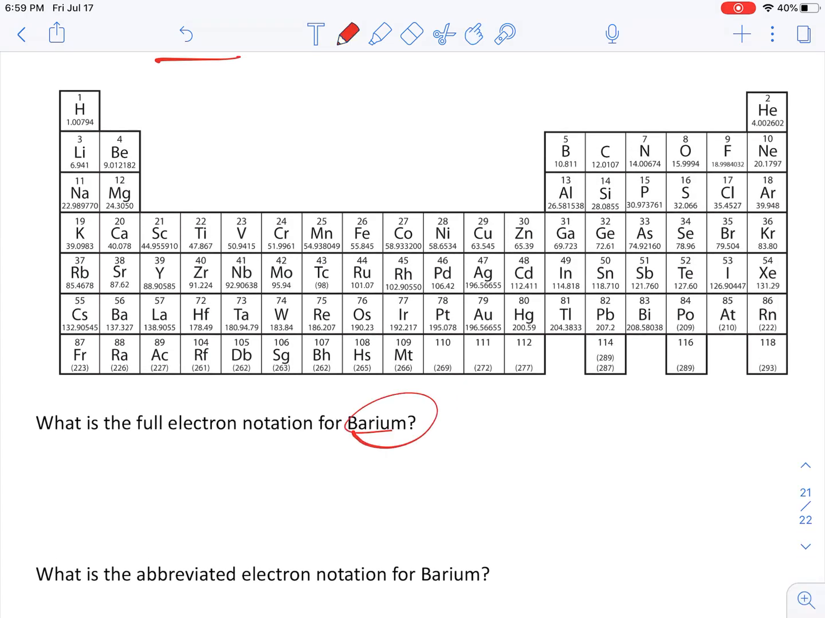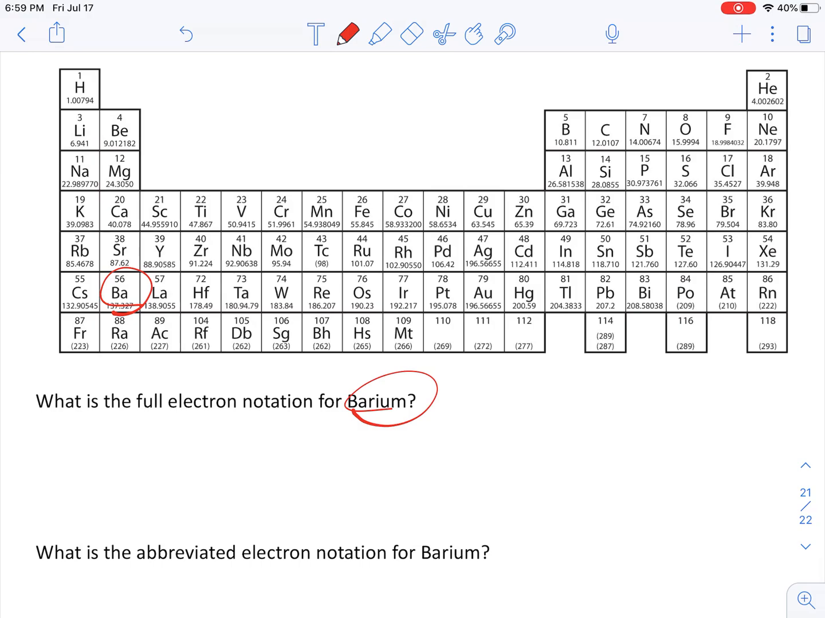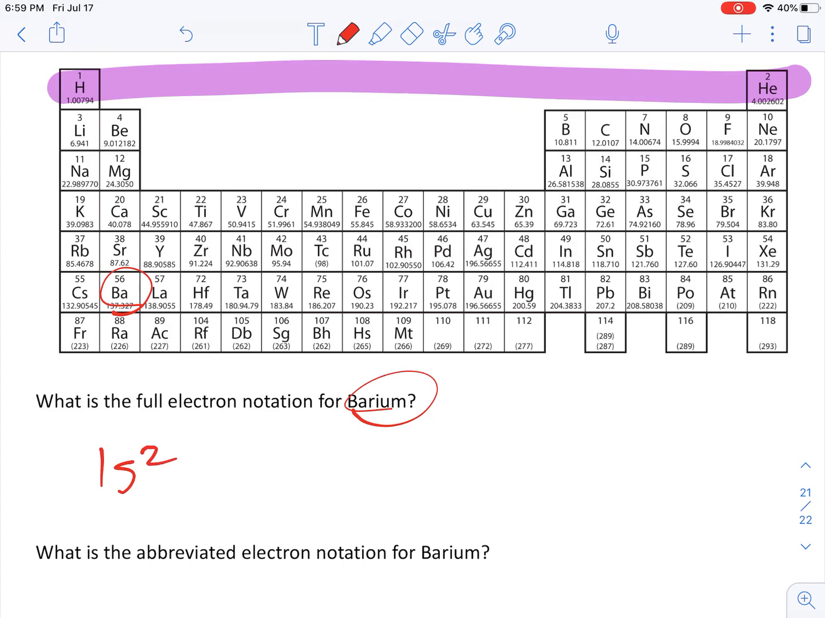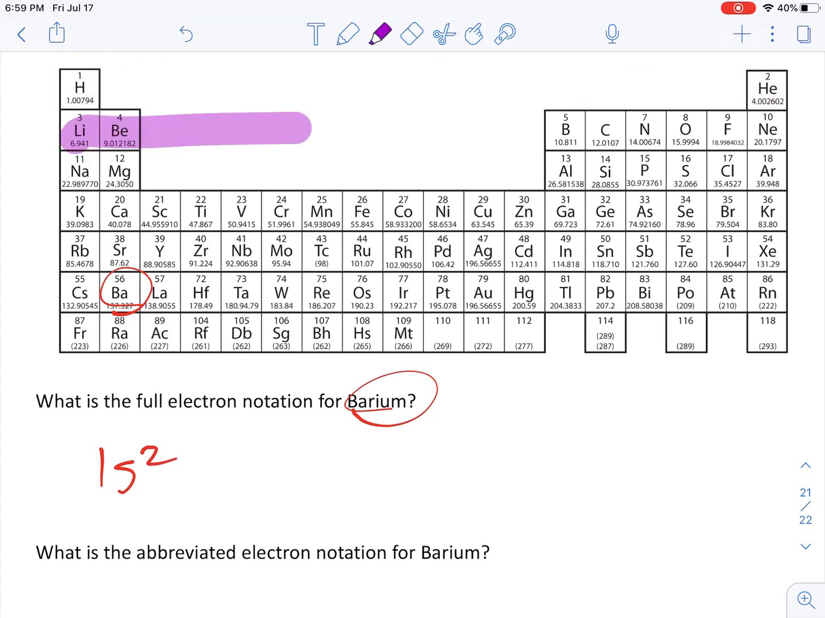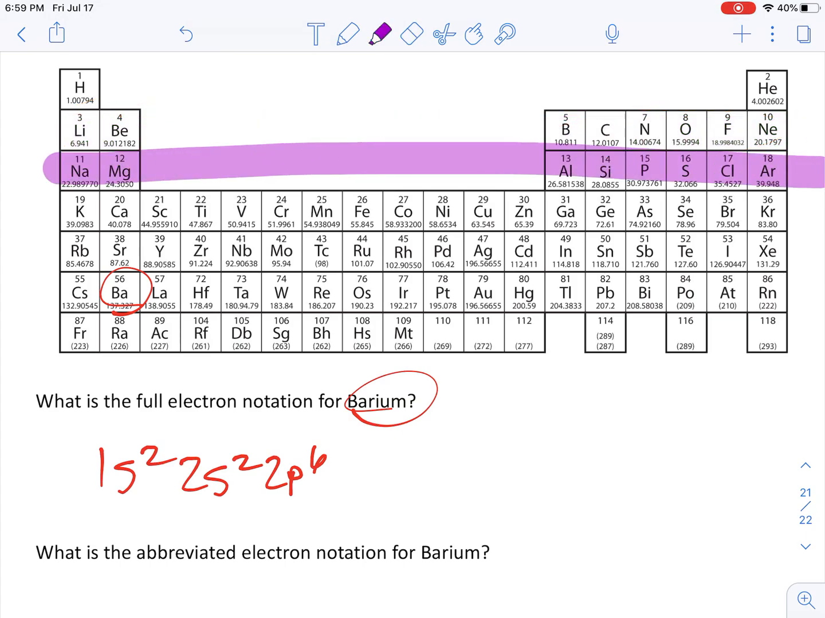This guy here says, what is the full electron notation for barium? Barium. Oh, ugh, yeah. All right, fine. There's 56 of them. So we're going to start here. That's going to be 1s2. Then we're going to go all the way to here, and that's going to be 2s2 and 2p6.